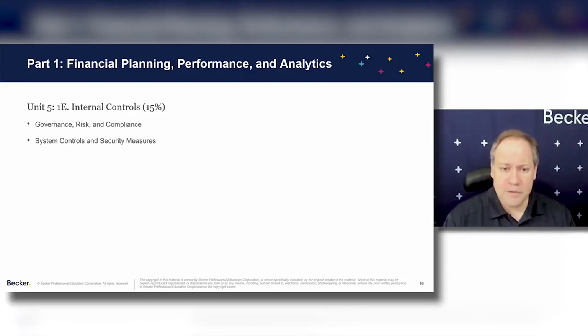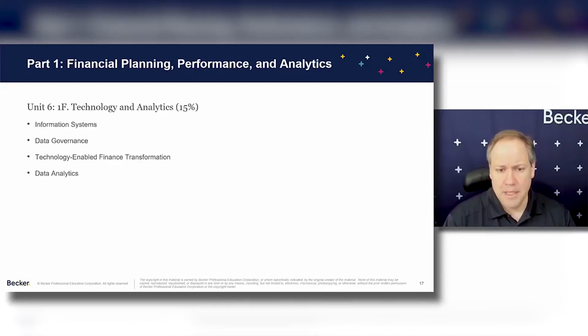Our fifth unit covers internal control, which is delving a little bit into what you might consider auditing. Here we'll cover governance, risk, compliance, as well as system controls and system security. And then finally, in Unit 6, we'll cover 1F. That includes information systems, governance around data, how we have seen technology enable the transformation of finance processes and finance functions, as well as data analytics.